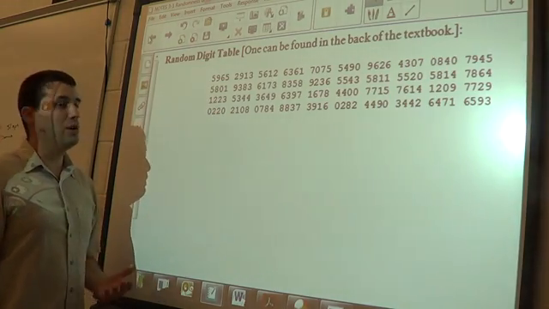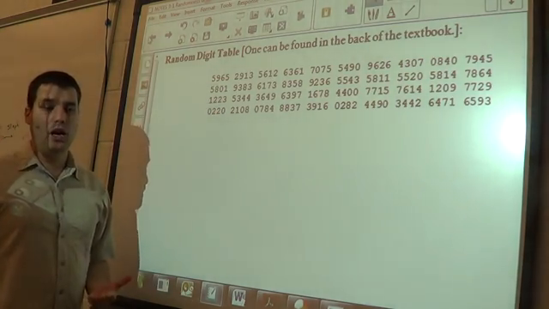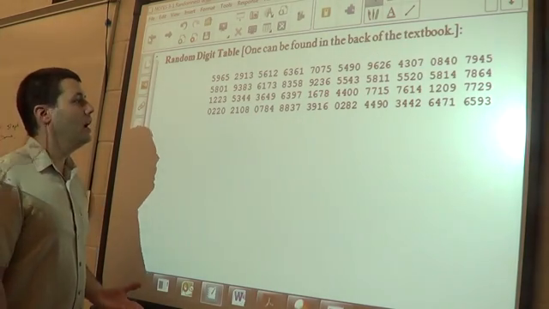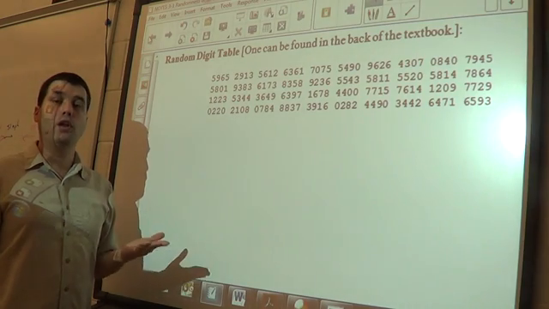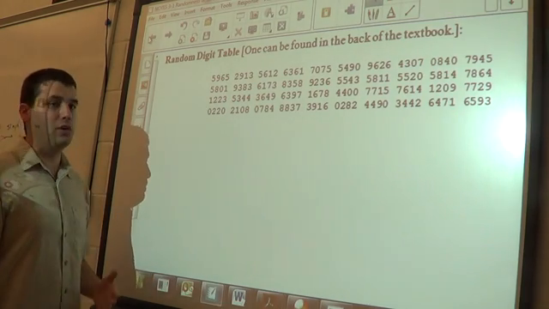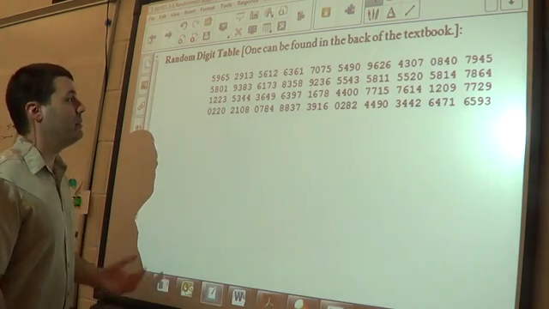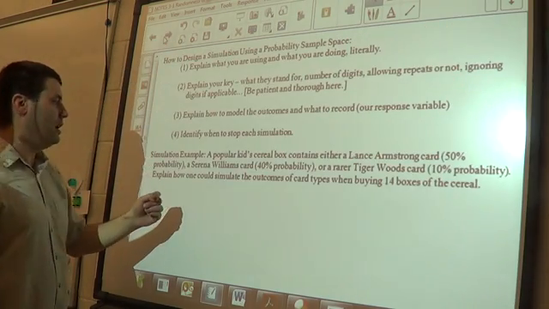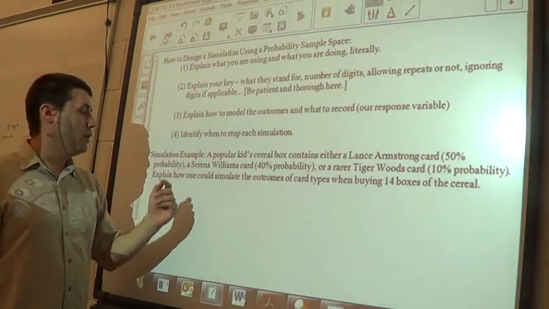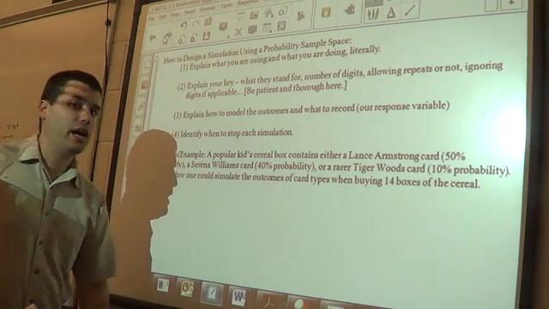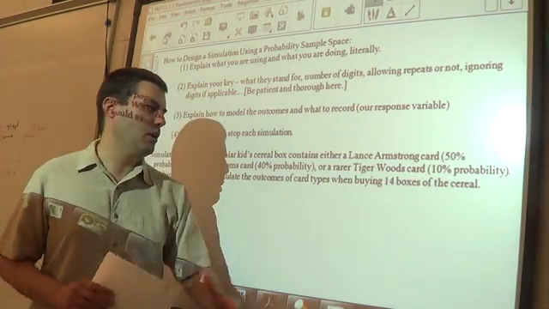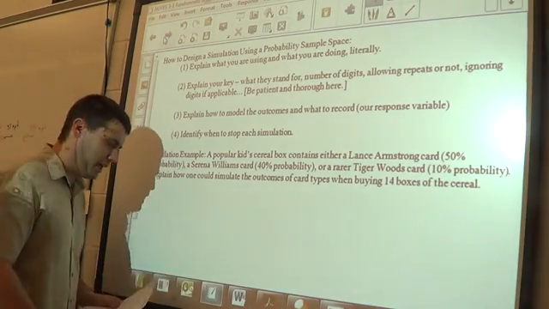With this case, remember, 50% likelihood of Lance Armstrong. And so I might say digits 1 through 5 would represent Lance Armstrong. And I might say, let me get these right, 6, 7, 8, 9 would represent Serena Williams, and I didn't mention 0 yet. So 0 could represent Tiger Woods, or any variation like that.